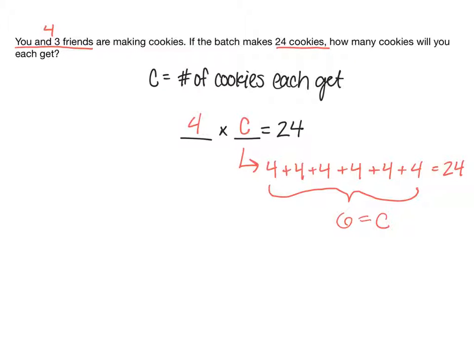Another way to think about solving this problem is to think about your multiplication facts and think 4 times what equals 24. And in this case, 4 times 6 equals 24.